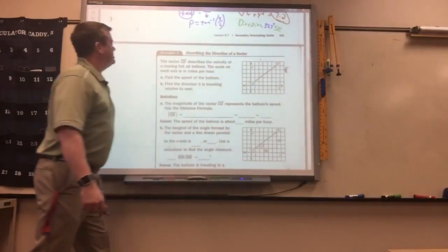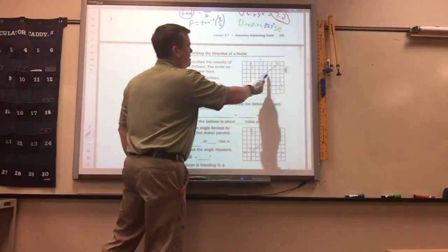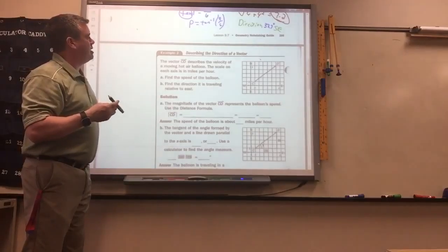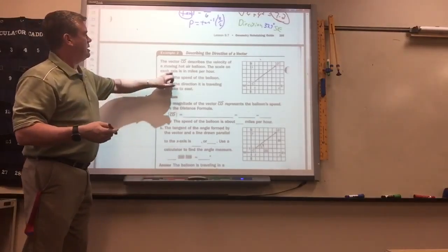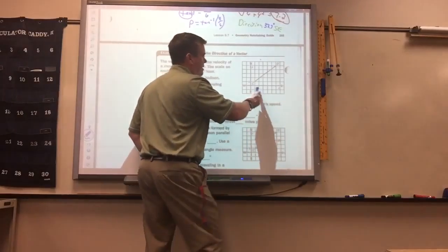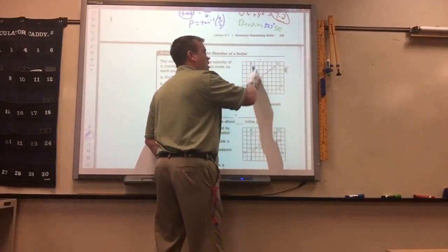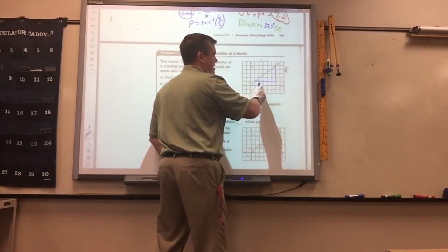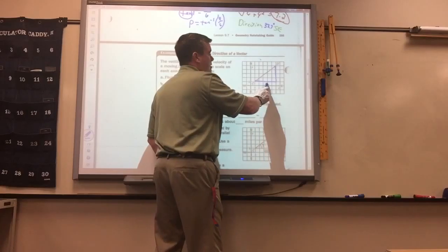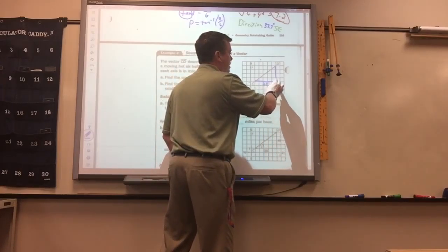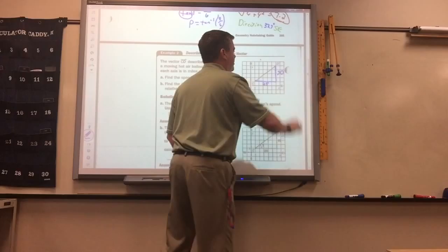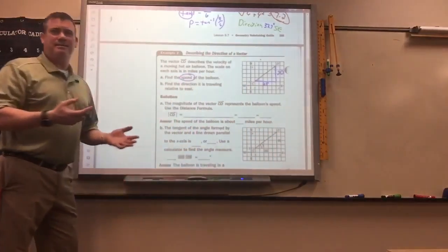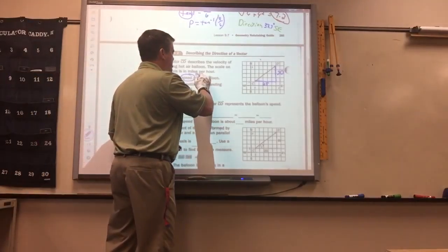So here we've got vector CD, they've drawn it in there, describes the velocity of a moving hot air balloon. The scale on each axis is in miles per hour and it goes by fives. So remember, you can't go up first. Vectors go sideways and then up and down. So this is by fives, 5, 10, 15, 20, 25. 5, 10, 15, 20.